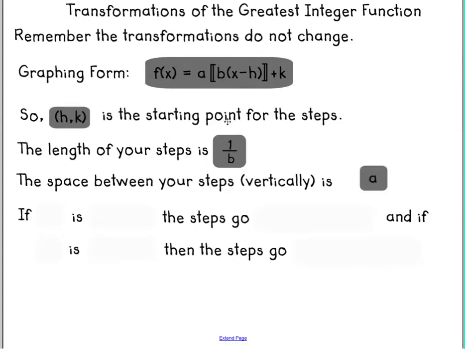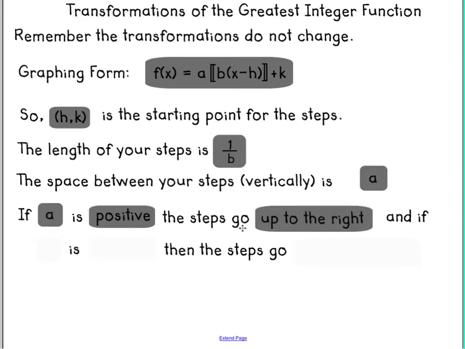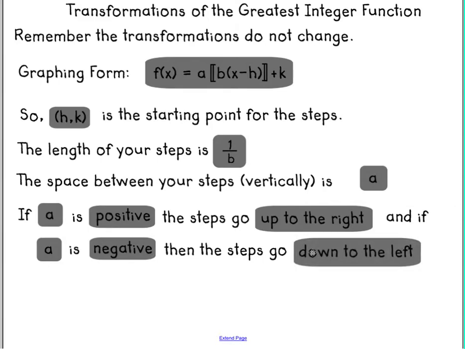The space between your steps vertically is going to be this number a out in front. If a is just 1, then you're going to step up one unit at a time, like we did on the first one a minute ago. The other important thing is, if a is positive, the steps are going to go up to the right, which makes sense. If a is negative, then your steps are going to go down to the left. So fill in all of that information in the class notes that you have.